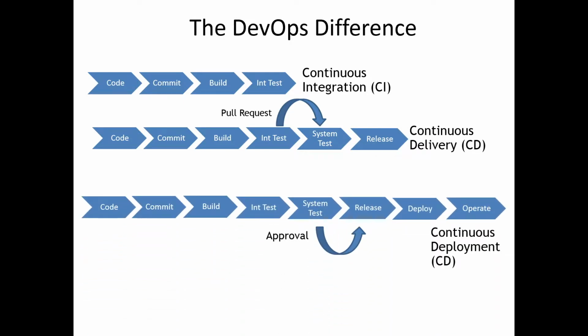So DevOps adds continuous deployment to it. It means that you have the release with the continuous delivery, but you deploy to production. And you do it in a continuous fashion. You don't wait for 6 months, a month, or whatever. You do it continuously.